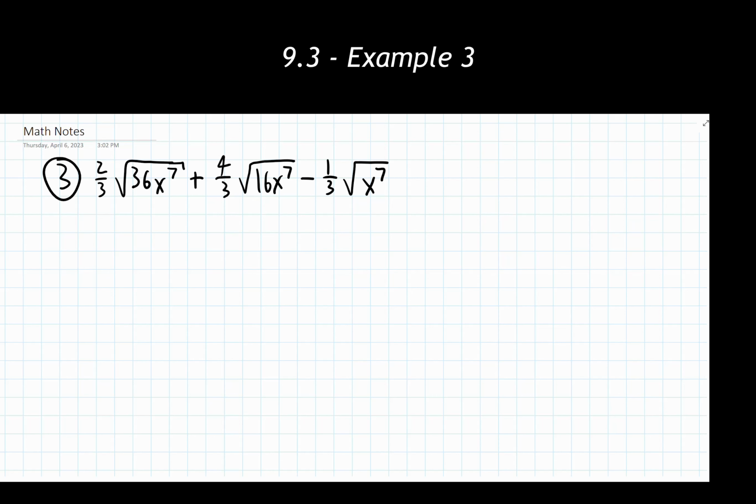Start with simplifying each individual radical down. So the square root of 36x to the 7th. Well, I know 36 is a perfect square, so that would come out front as a positive 6. This would become 2/3 times 6 times the square root of x to the 7th. I'll deal with that x to the 7th here in a moment. Second one, 16 is a perfect square. The square root of that is 4, so that's going to come out front. I'm going to have the square root of x to the 7th left over. And then the last one, I also have that x to the 7th that's in there.